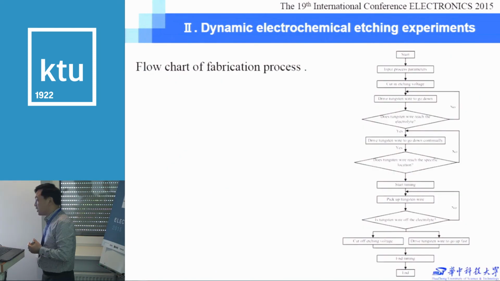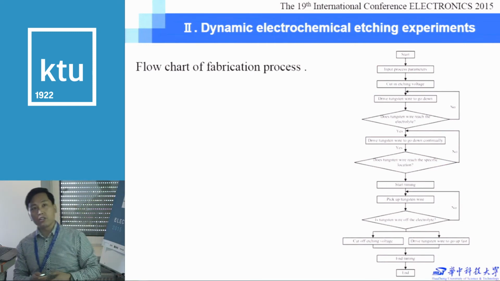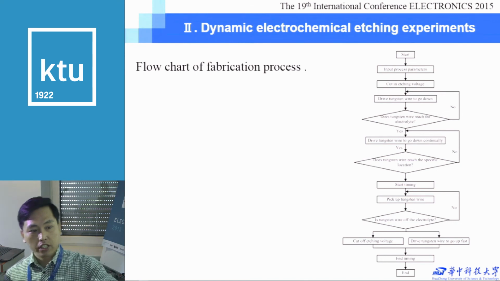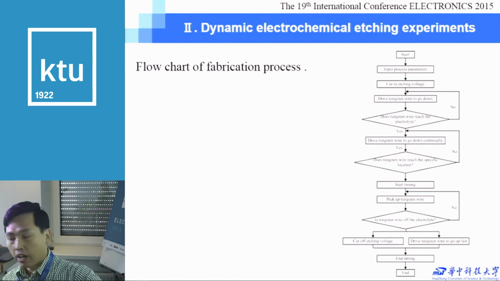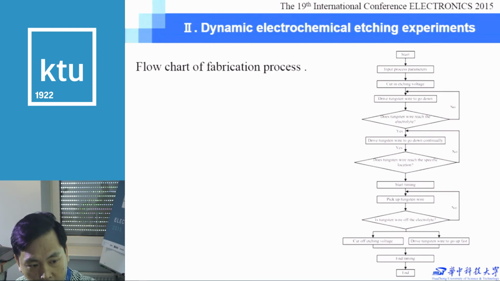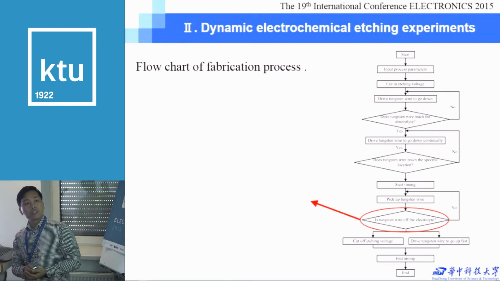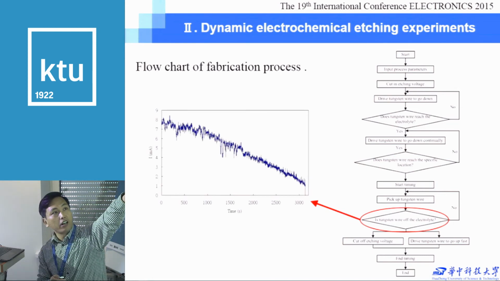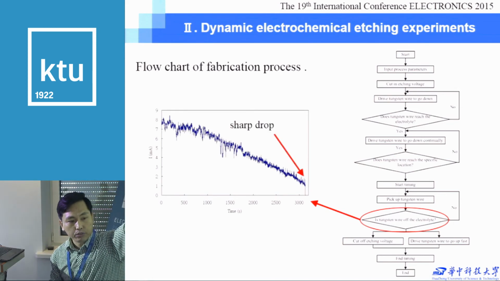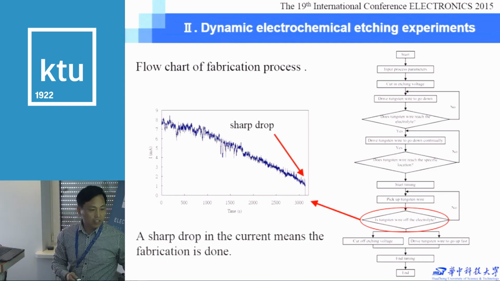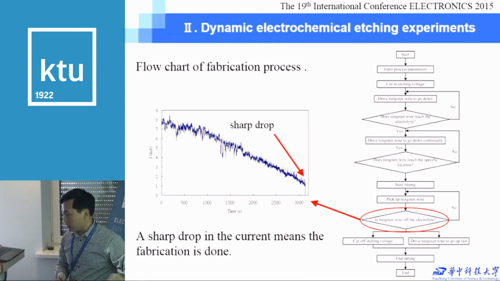And how to do this? The flow chart is like this. During several steps in here, we can judge if the tungsten electrode is done. If done, there will appear a sharp drop. It means the fabrication is done.